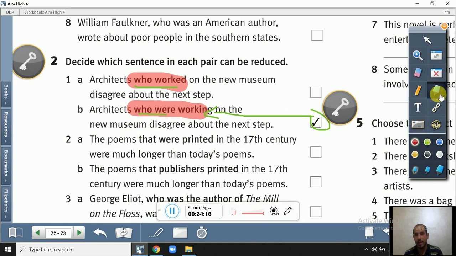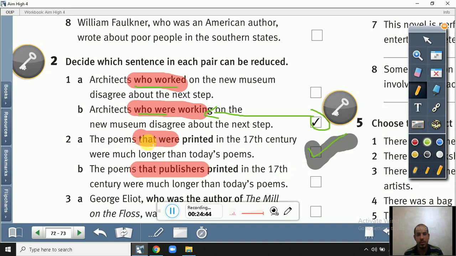The second one, I'll do just one branch. The poems that were printed, the poems that publishers printed. Which one can I reduce, A or B? Good job, excellent. I can reduce this one. Why? Because we have that were. This is the relative pronoun and this is the verb to be. But here we have the relative pronoun, but there is no verb to be. Excellent job. This is the first part.